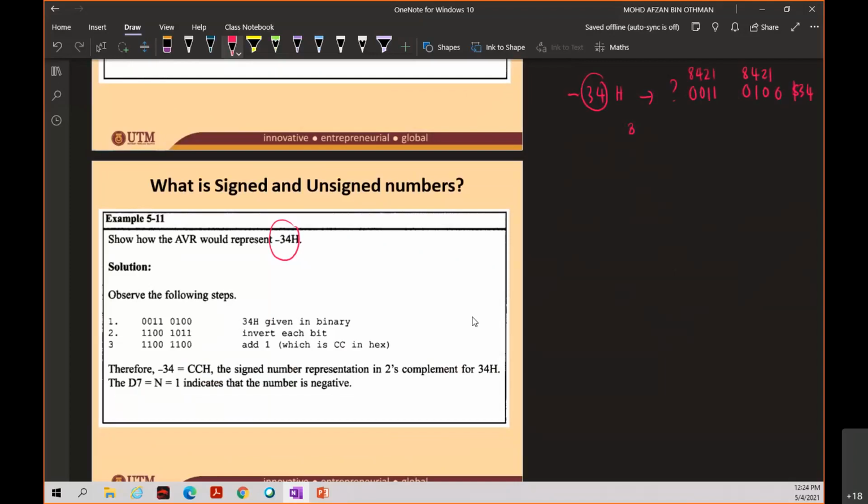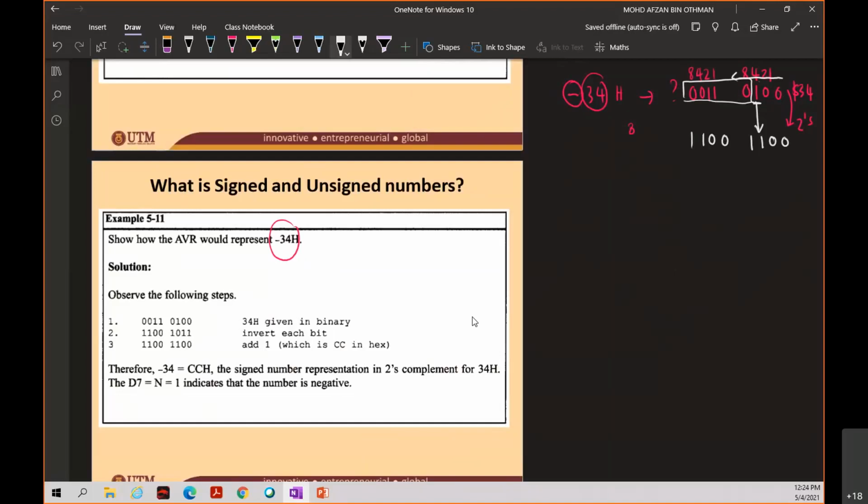And then you need to make it negative. How to do that? By using the second complement. How to get the second complement? We just use the shortest way: traverse from right to left and find the first one. So this is your first one. What you do is copy back whatever value comes before you see the first one, and for the values after that, you need to invert them. So now it becomes 1, 1, 0, 0, 1, 1, 0, 0.